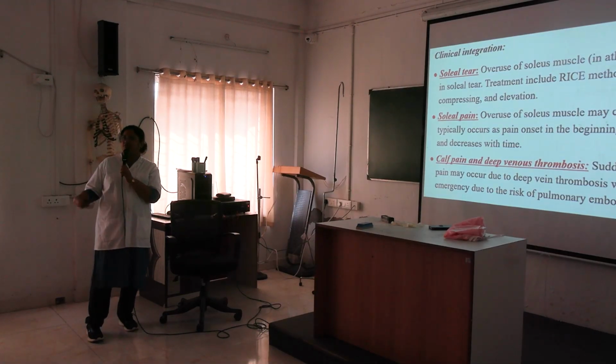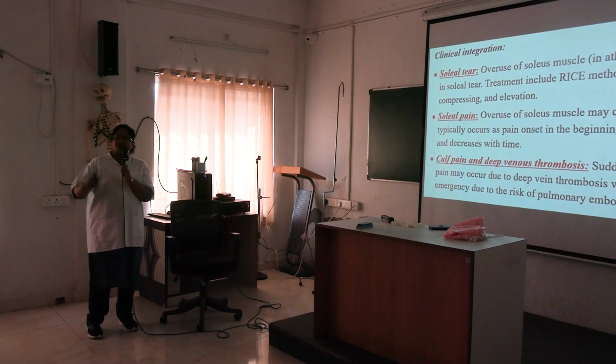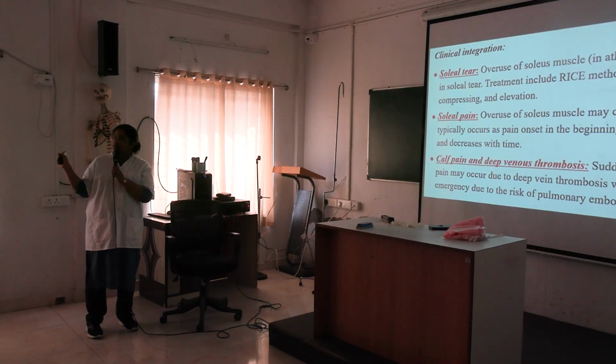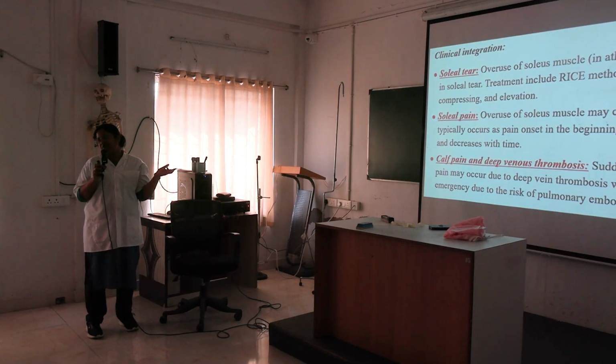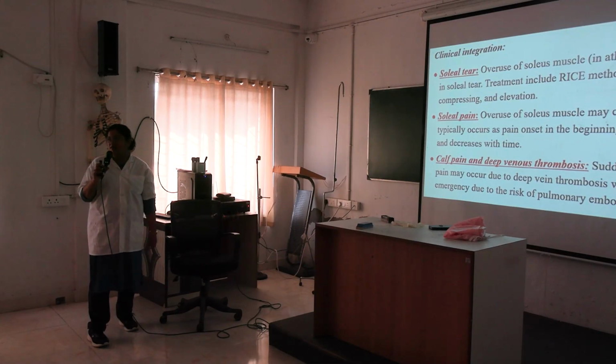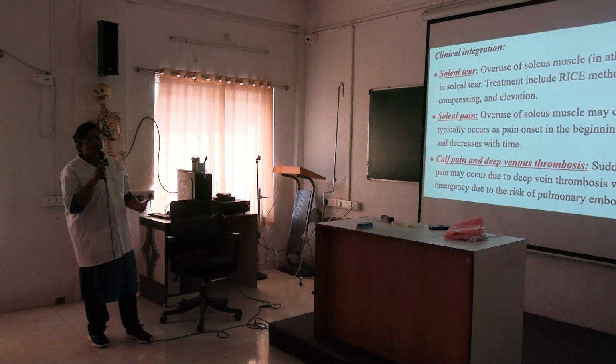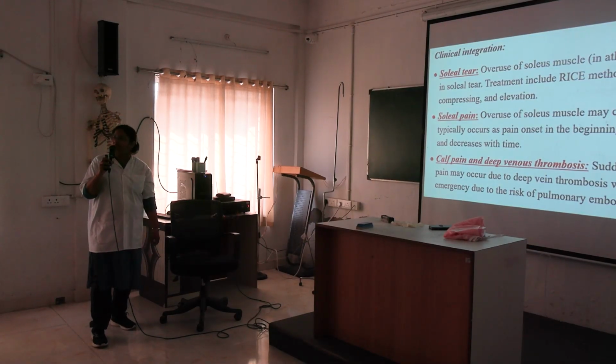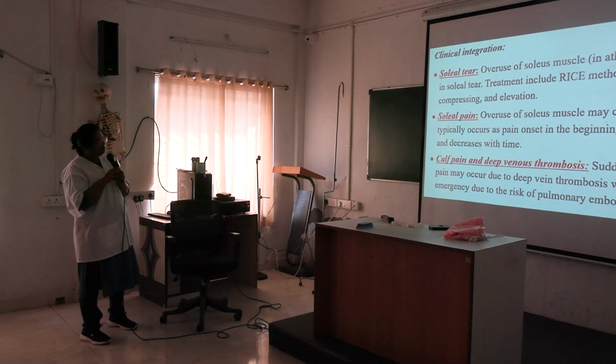The embolus formed in the deep veins will reach the heart, and from there it will go to the pulmonary circulation. Very fine vessels are present in the pulmonary circulation, so there is a high chance of pulmonary embolism. There will be loss of blood supply, loss of gaseous exchange, and other problems will occur. So this is an emergency condition, deep vein thrombosis.